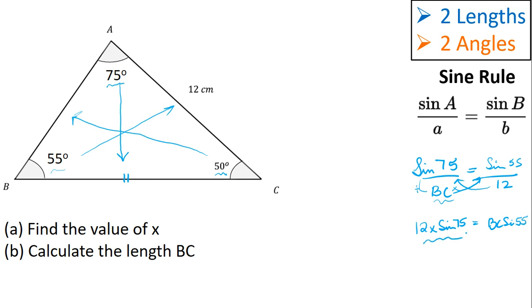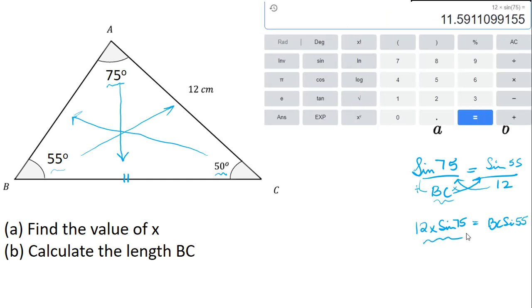So now, first thing, solve for 12 times sine 55. Sorry, 75. So in your scientific calculator, make sure your calculator is set on degrees, and then if I write 12 times sine 75, I get 11.591 and so on. So that's my answer: 11.591 equals BC sine 55.